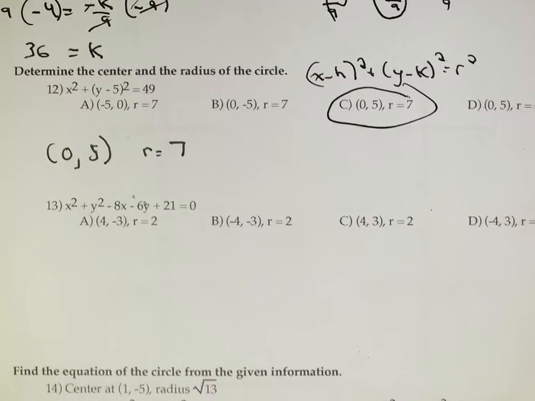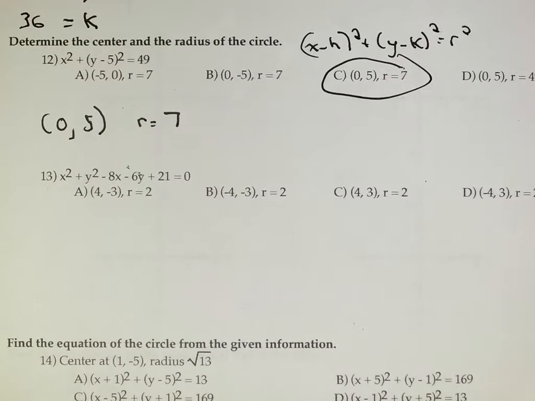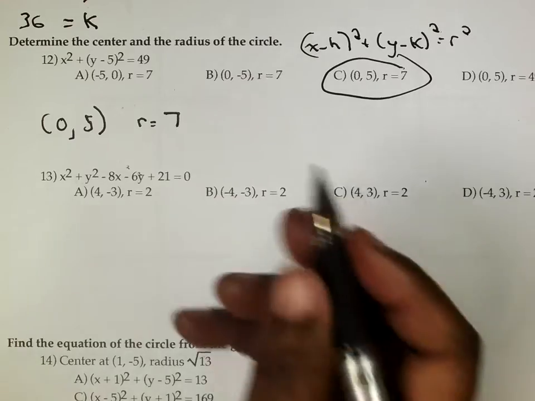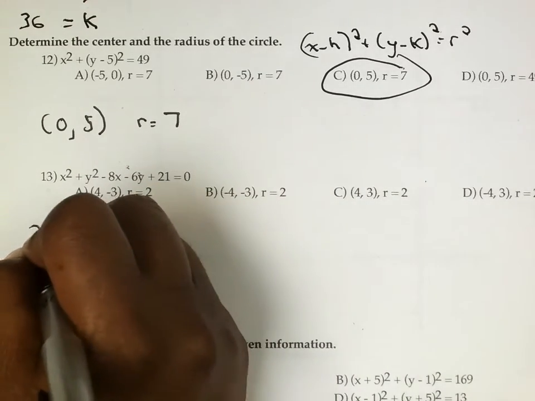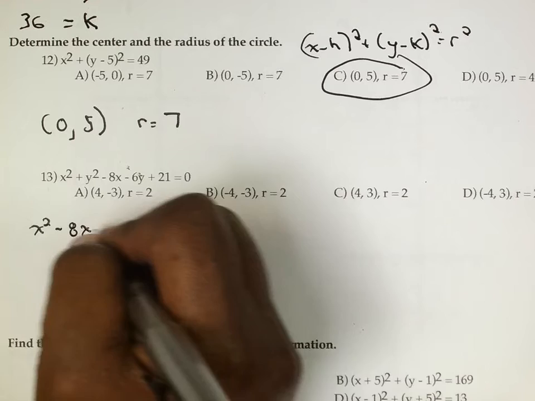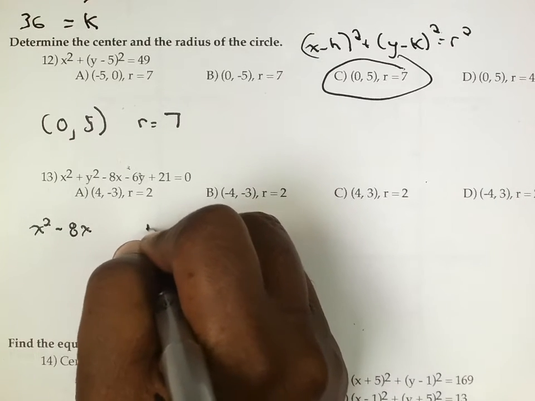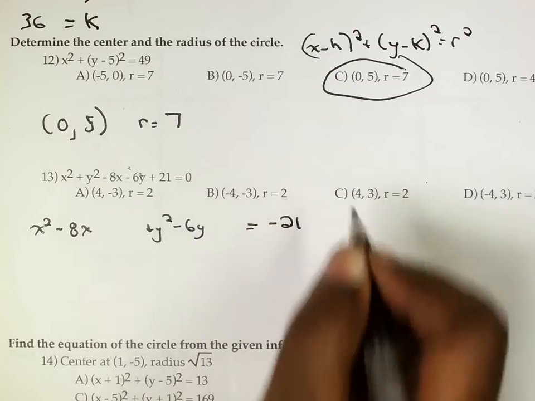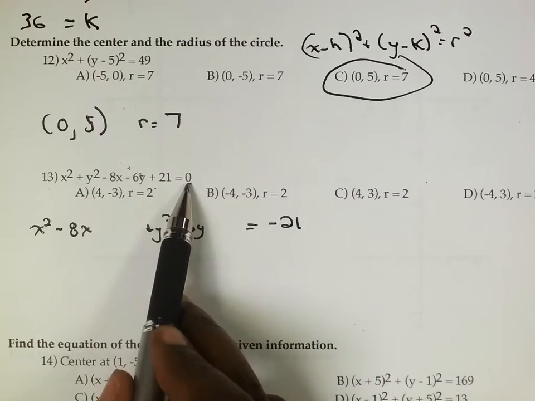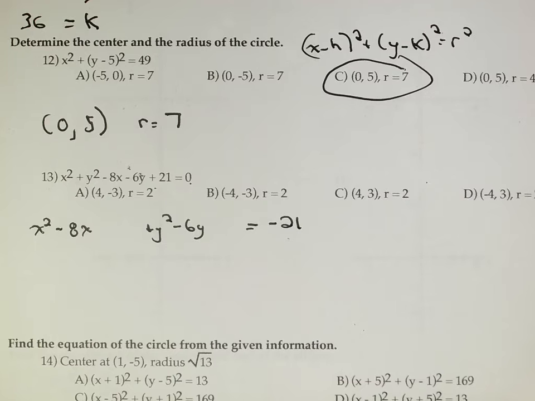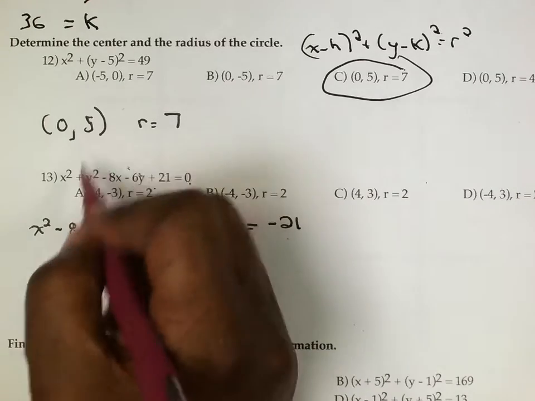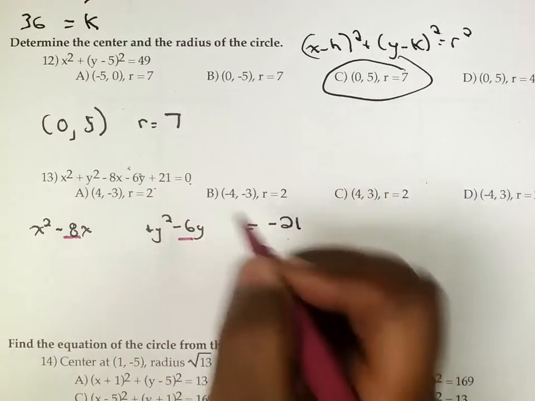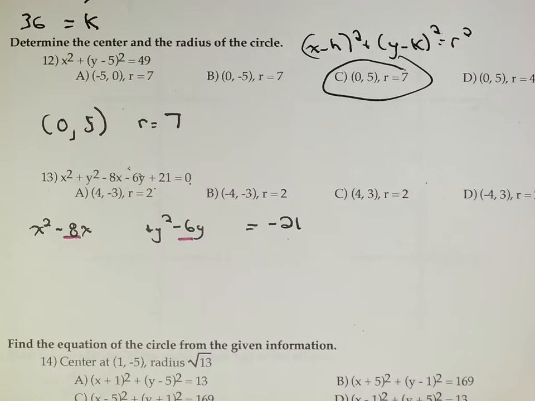For 13, it's not put together for us, so we have to complete the square in order to get the center and radius. So I'm just going to rewrite them with the variables grouped together. And I'm pulling that 21 over to the other side, so it becomes a negative 21. So what I need to do is take the coefficient of the first degree term, divide it by 2, and then square it.